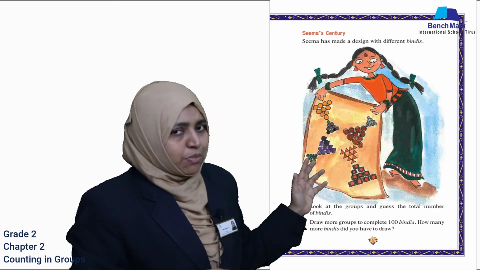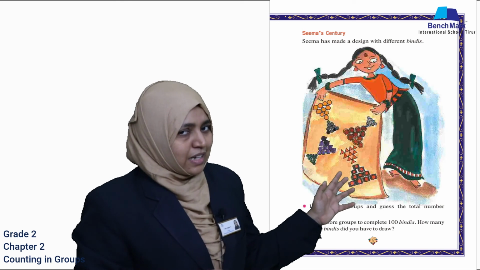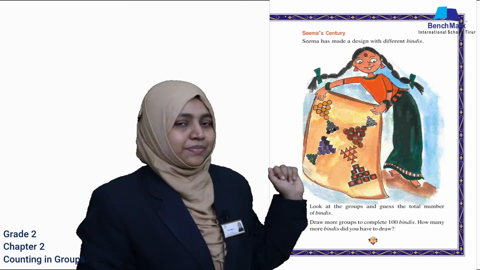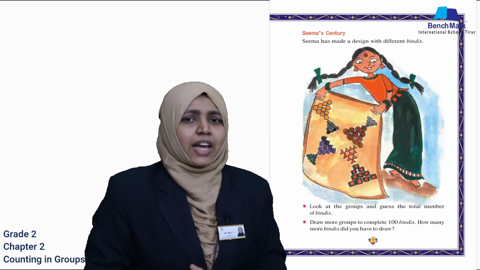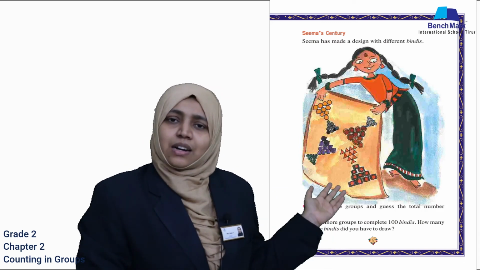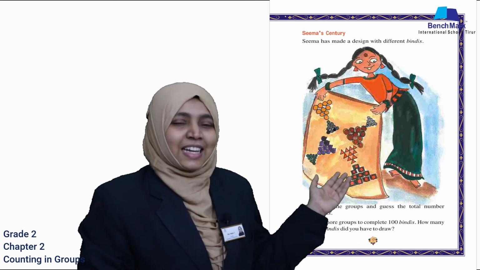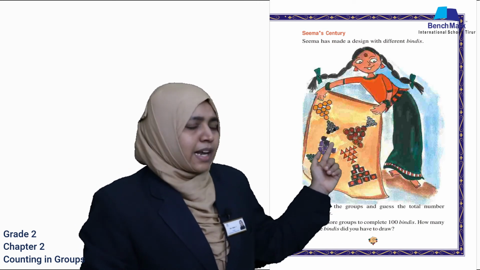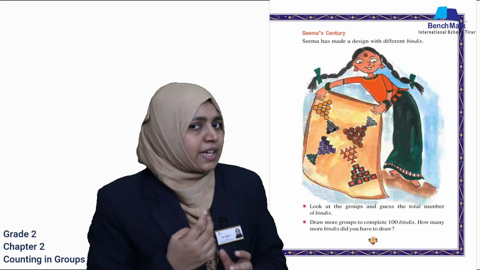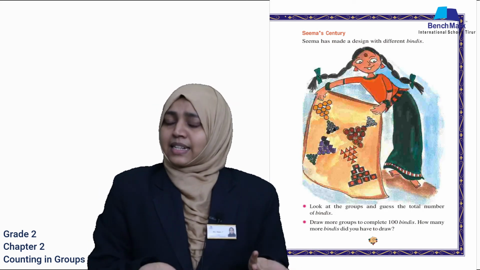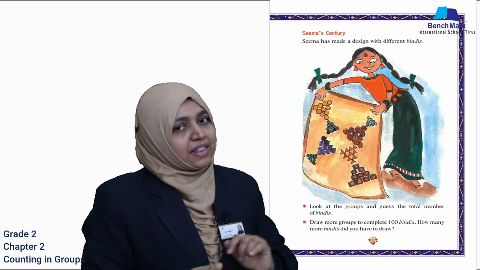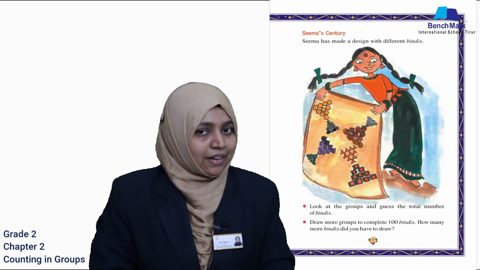So 10 bindis are there in each group. So can you tell me the total number of bindis here? Yes, it is 10 plus 10 is 20. 2 tens are 20. Then 3 tens, 30. So 8 tens are 80 bindis here.